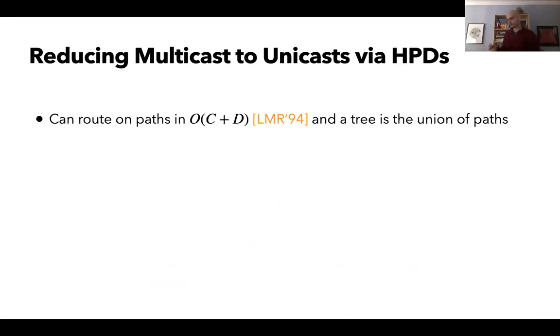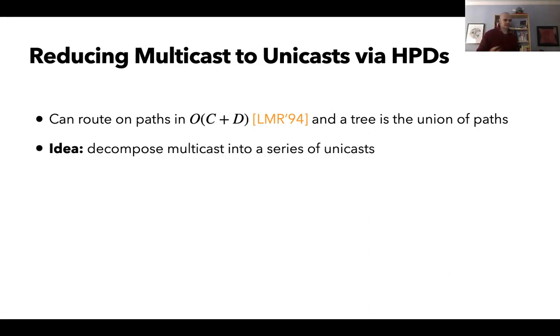So recall that Leighton, Maggs, and Rao showed that we can very effectively schedule simultaneous unicasts. Like we can schedule unicasts in time C plus D. But if you think about a tree in the multicast setting, a tree is really just the union of a bunch of different paths. So a very simple idea, and the idea that we use in our algorithm is, let's just decompose our multicast into a bunch of unicasts, okay?